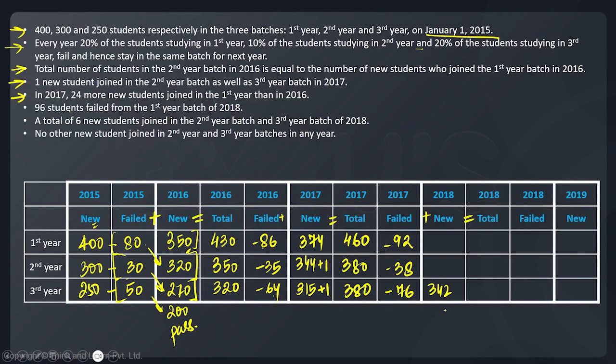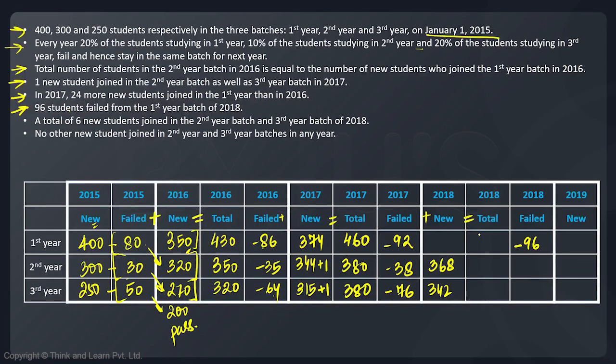Now, 342 plus 76 is going to be a number that ends in 8, right? 460 minus 92 students will now move to the second year. So 460 minus 92 is going to be 368. So 368 new students have come in, and 96 students failed from first year of batch 2018. So the failed students are 96, which is supposed to be 20%.